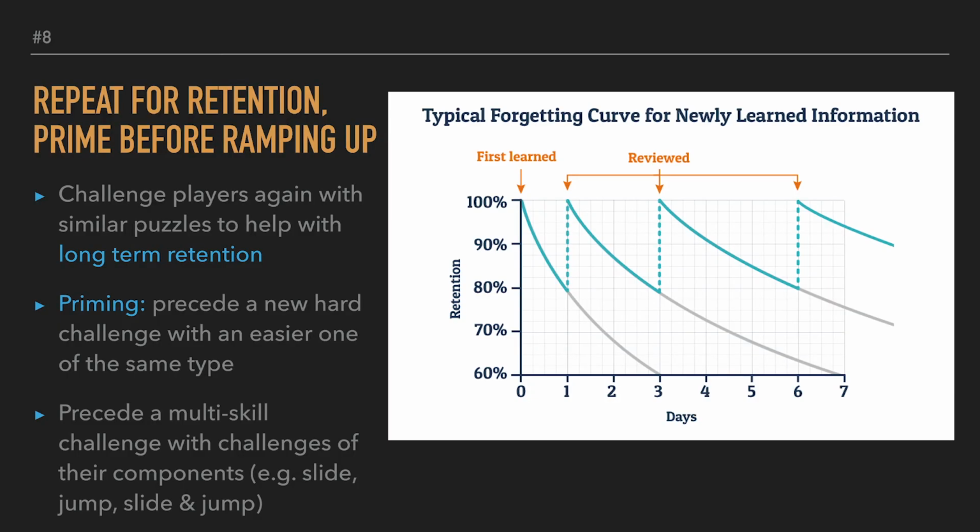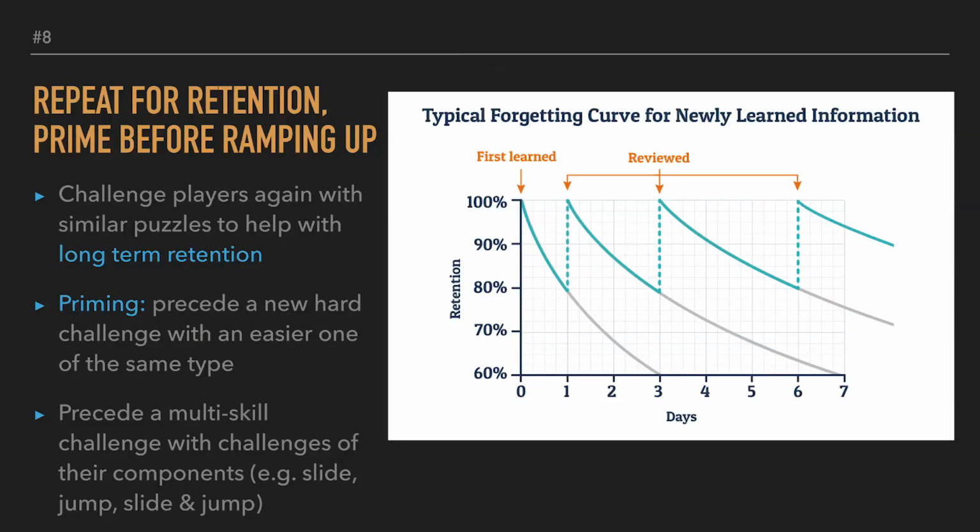Speaking of retention, repeat for retention and prime before ramping up. This is an Ebbinghaus diagram. It's a forgetting curve. It takes 3 days for new information to be forgotten. If you review the information, it will refresh the information, of course, but not only that, it will also extend how long you can retain this information. The more times you revisit information, the better and longer it will remain. So challenge the players again with similar puzzles to help with long-term retention.